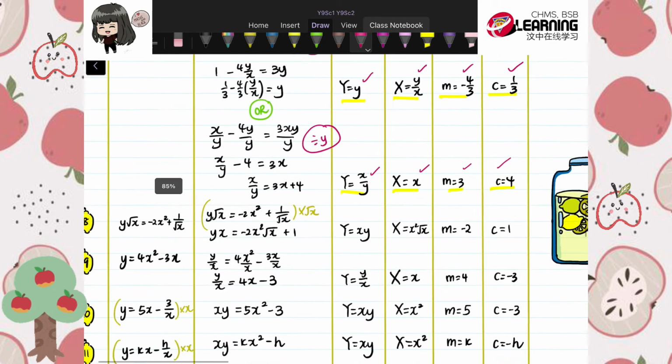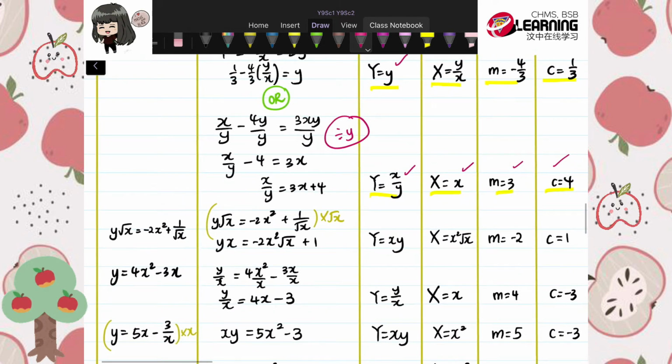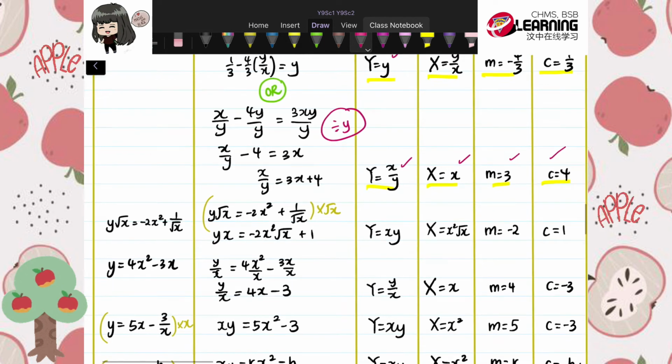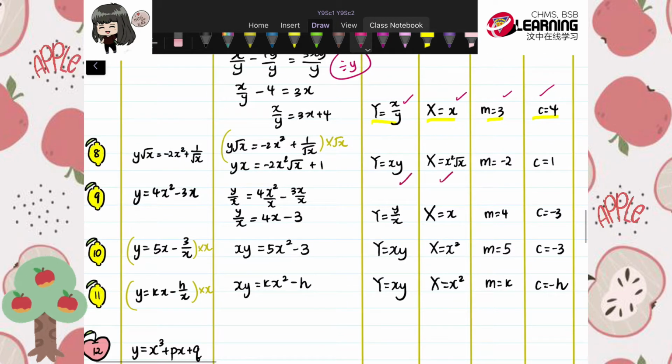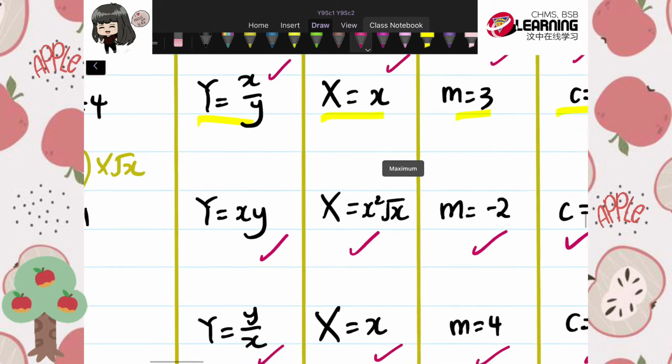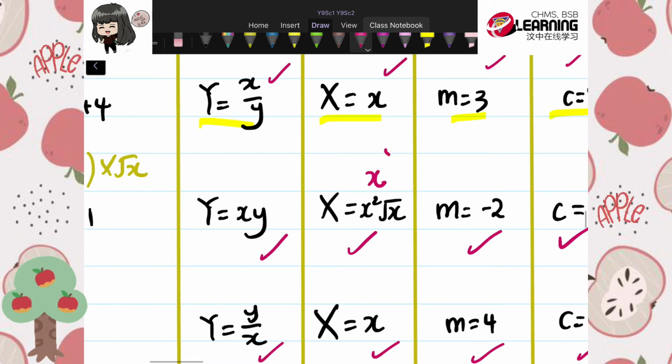Alright, let's look at number 8. Here, you can tick this answer. I think no problem, all of you got this correct. And for this part here, if you write x to the power of 5 over 2, it is also acceptable. This 2 is the power of half, and when you add them you get 5 over 2, so it's the same thing.